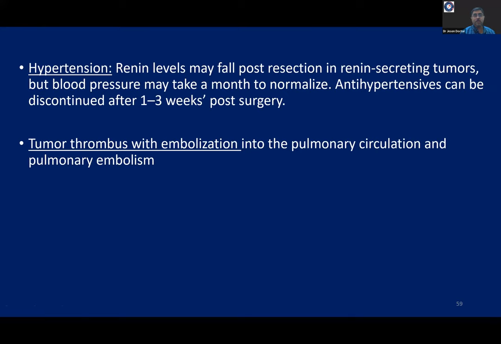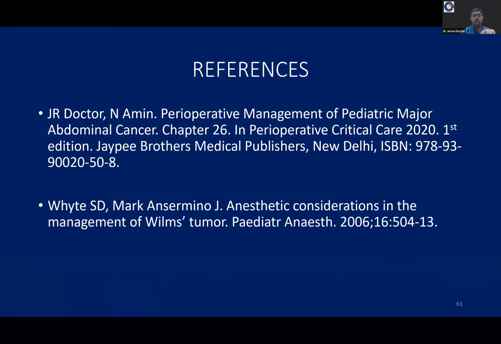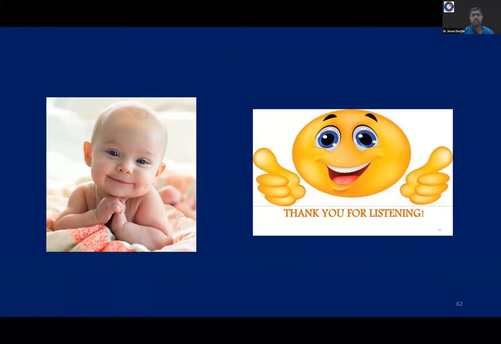And again, when you are doing a cavotomy, there could be a tumor thrombus and embolization into the pulmonary circulation that needs to be kept in mind. Other measures like parental presence in the recovery with toys, videos, distraction techniques, good analgesia, splints for IV access, adequate pain relief, faster mobilization, post-op warming, early removal of lines and tubes according to ERAS protocols, and dressing of long-term lines is all necessary.